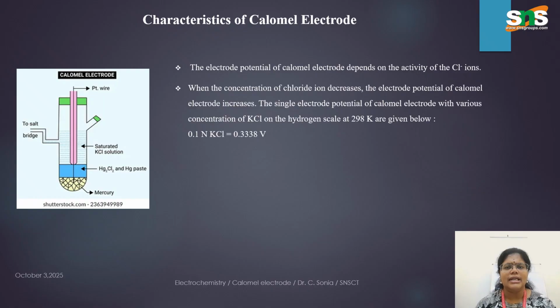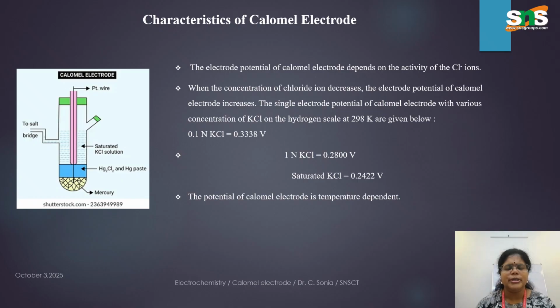The single electrode potentials of the calomel electrode with various concentrations of KCl on the hydrogen scale at 298 Kelvin are given below. When we use a 0.1 N KCl solution, the electrode potential value of the calomel electrode is 0.3338 volt. When you use 1 N KCl solution, it varies, that is 0.2800 volt. For a saturated calomel electrode, the electrode potential is 0.2422 volt. The potential of the calomel electrode is temperature dependent.